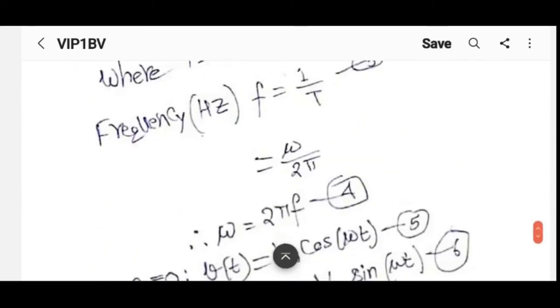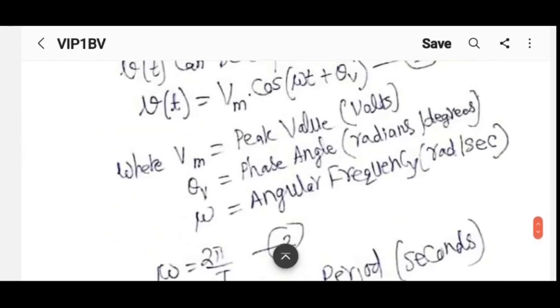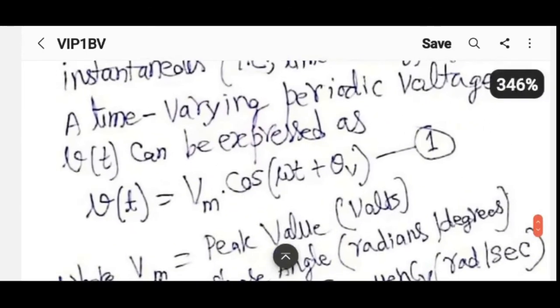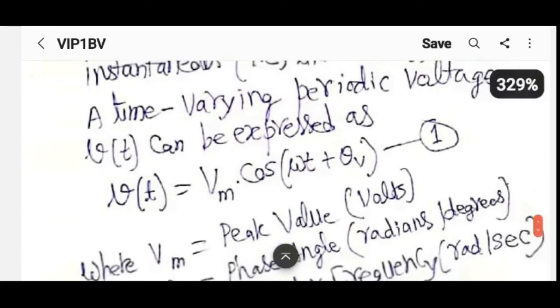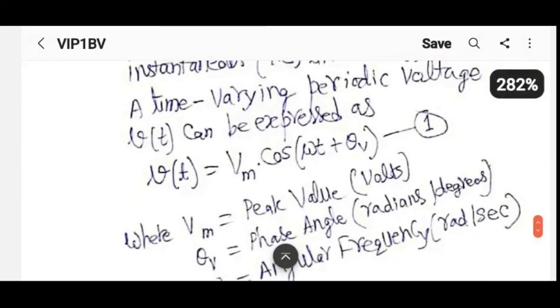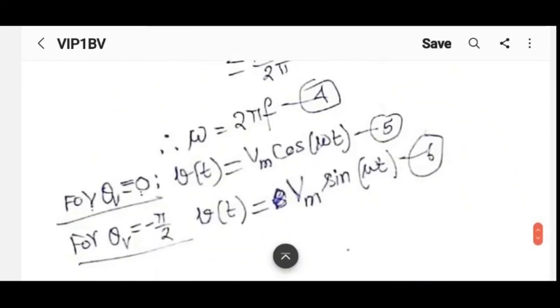Let's quickly go through it. Move on. And this particular representation, which is generic, depending on the theta v value, may give something interesting. If theta v is minus 90 degrees, you will get Vm sine omega t. If theta v is plus 90 degrees, you will get minus Vm sine omega t. So it's not that you'll always see cosine functions. Depending on theta v values, you may end up seeing sine functions also.